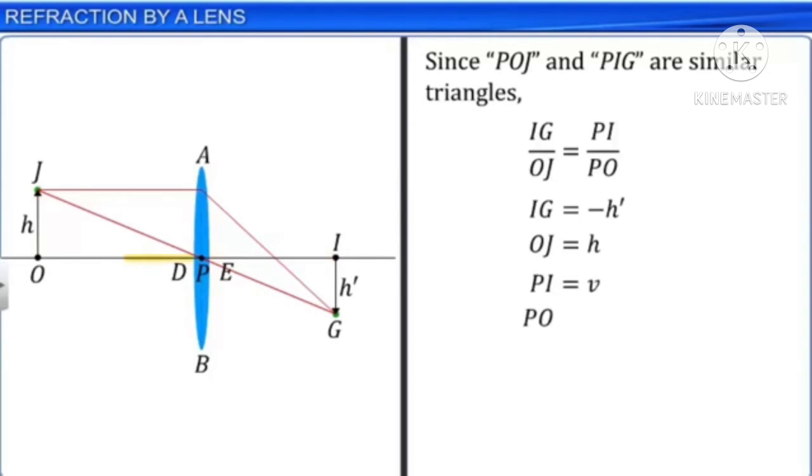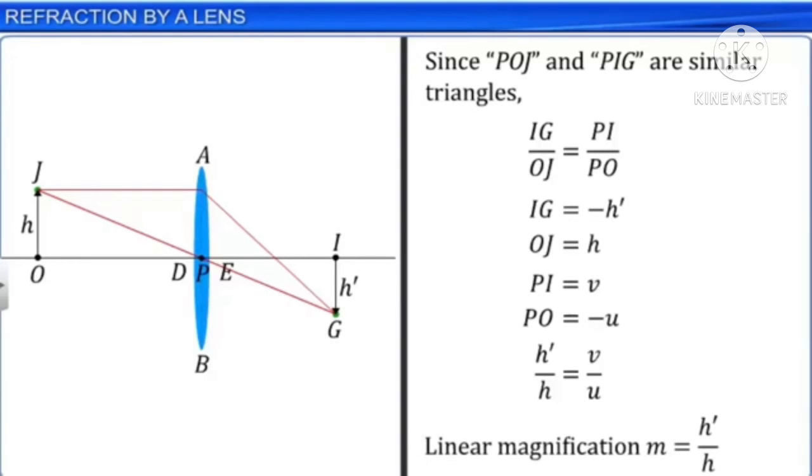On substituting these values in the above equation, we get h dash by h is equal to v by u. But linear magnification m is equal to h dash by h. Therefore, in case of a thin lens, the linear magnification m is equal to v by u. Lens maker's formula is useful in calculating the required curvatures to make a lens of desired focal length.